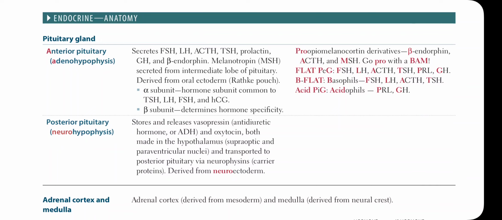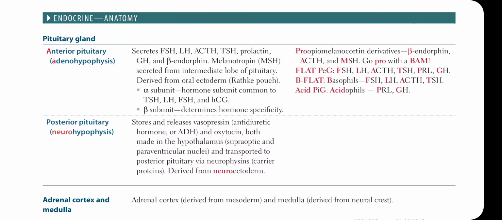And then posterior pituitary, this is neurohypophysis. This stores and releases vasopressin, antidiuretic hormone or ADH, and oxytocin, both made in hypothalamus. This is at the supraoptic and paraventricular nuclei and transported to posterior pituitary by neurophysins, which is a carrier protein derived from neuroectoderm.